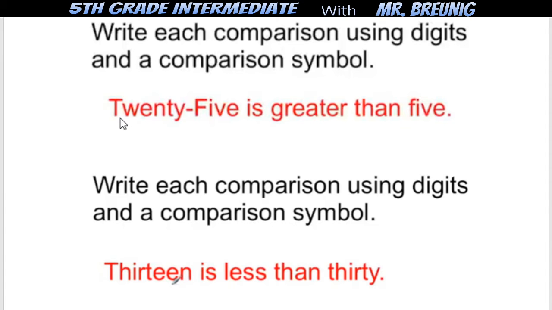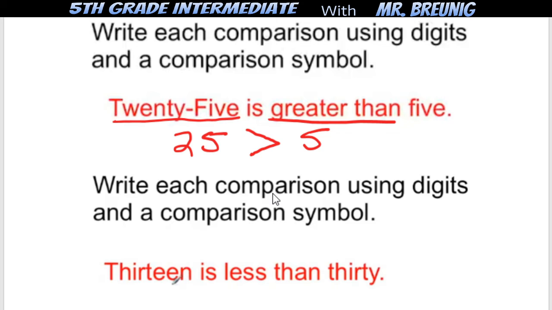In this problem here, I have 25 is greater than 5. Well, I just need to take this 25 and use that number written in digits. So I'm going to have a 2 and a 5. Is greater than, well, reading left to right, I know that the bigger end goes on the left. 25 is greater than 5.